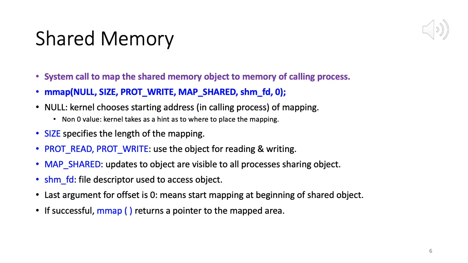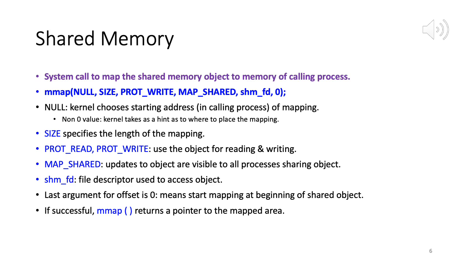So NULL means the kernel chooses the starting address in the calling process of the mapping. Non-zero, the kernel takes as a hint as to where to place the mapping. The source is the shared memory object which we just created. Destination is the address space of the calling process to which we have to map the shared memory object. So one question is, where within the whole address space of the calling process do we map the shared memory object?